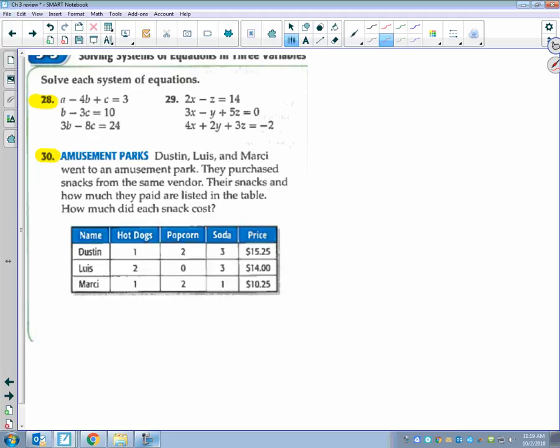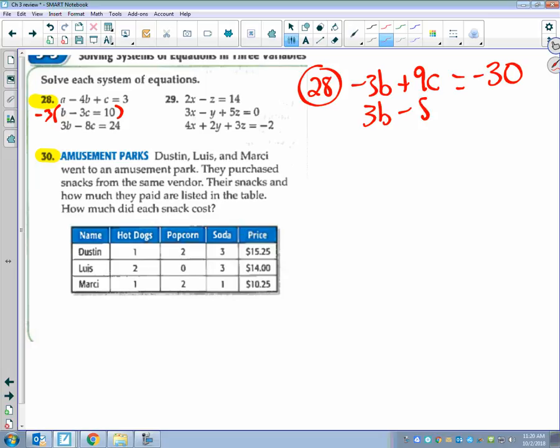Three equations and three variables, okay? So number 28 doesn't have all three, but maybe you're going to have one like that. But number 28, it is really nice that these both have just B and C. So if I was going to do this, I would start right here by getting my B's to cancel, and I would multiply this top equation by -3. So I would have -3B plus 9C equals -30. And on the bottom, I would have 3B minus 8C equals 24. And again, I've made it so they're different signs, so I can just add. So that just gives me C equals -6.